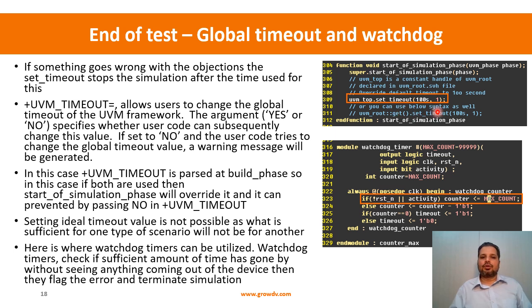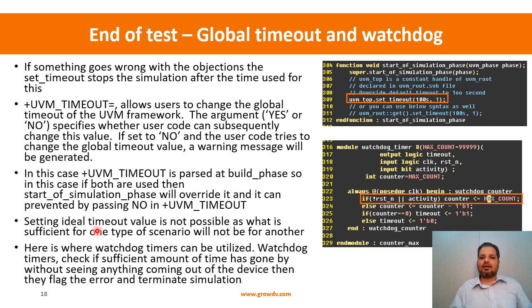And let's say you do this, and you also pass UVM timeout, for example. Then what happens, right? What you have to note is the UVM timeout argument gets parsed during the build phase. So if both of them are passed, and if the other argument is not no, then the UVM timeout value will be overridden by this, because in this particular case I am setting it at the start of simulation.